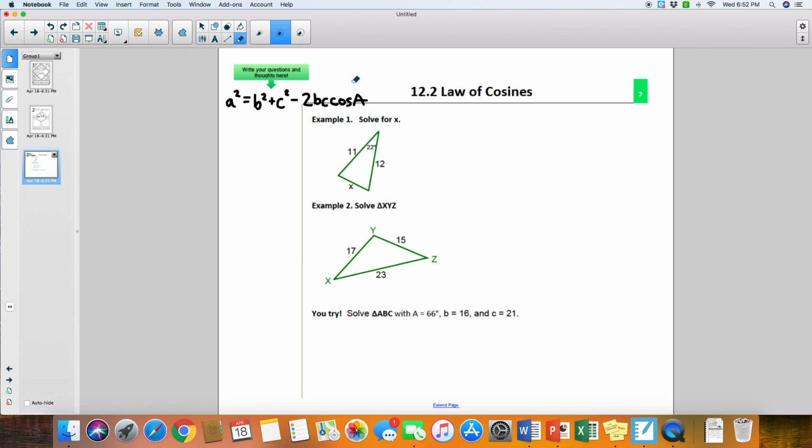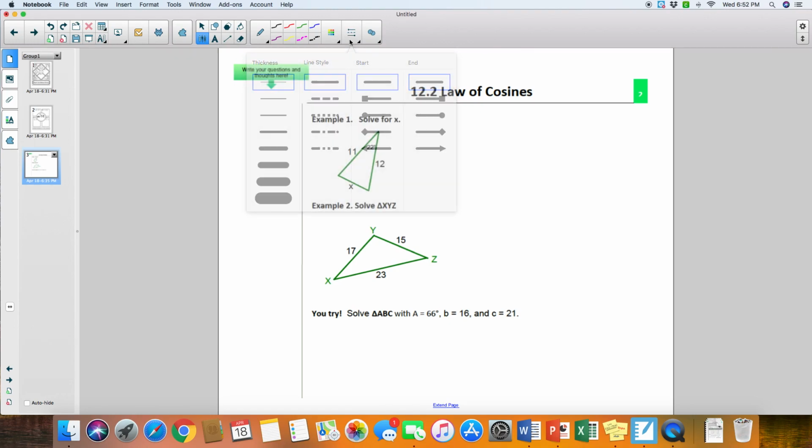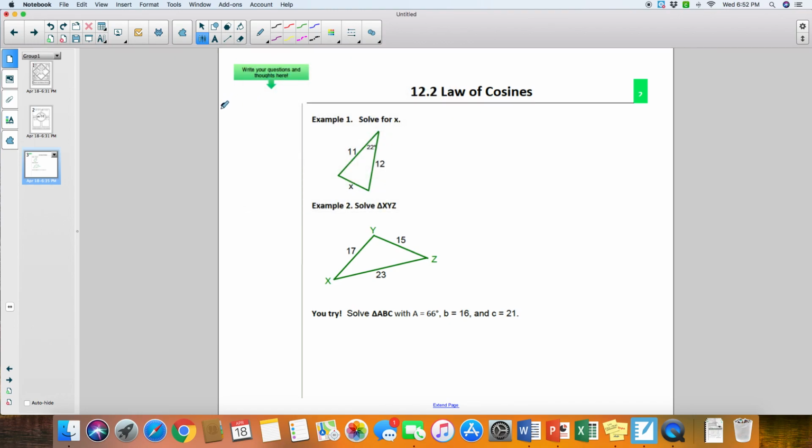Right, and I'm actually going to rewrite that a little smaller. A squared equals B squared plus C squared minus 2 times B times C times cosine of angle A. All right, so that is the first one.